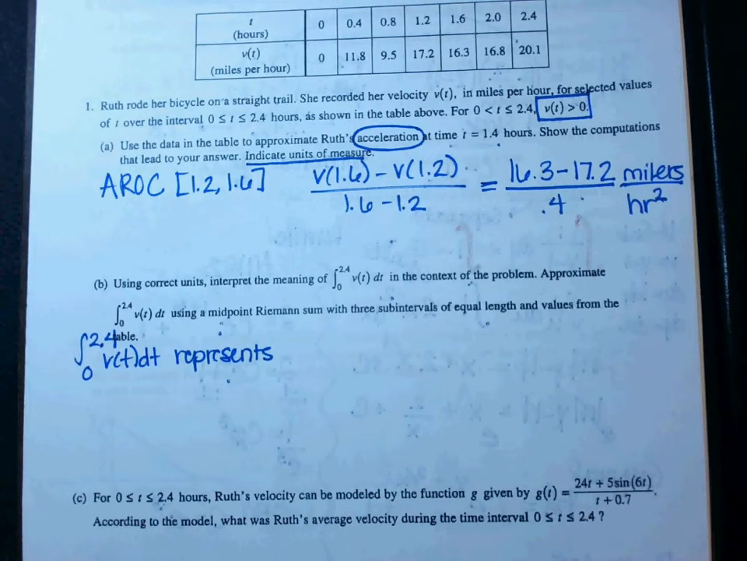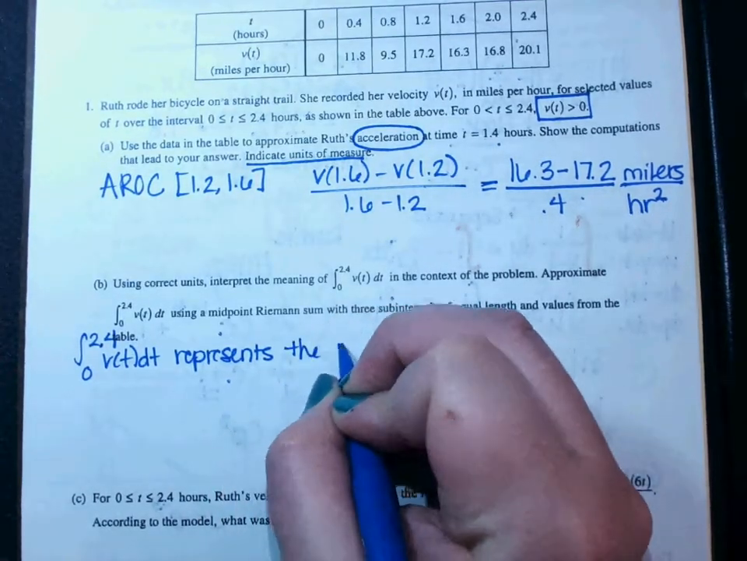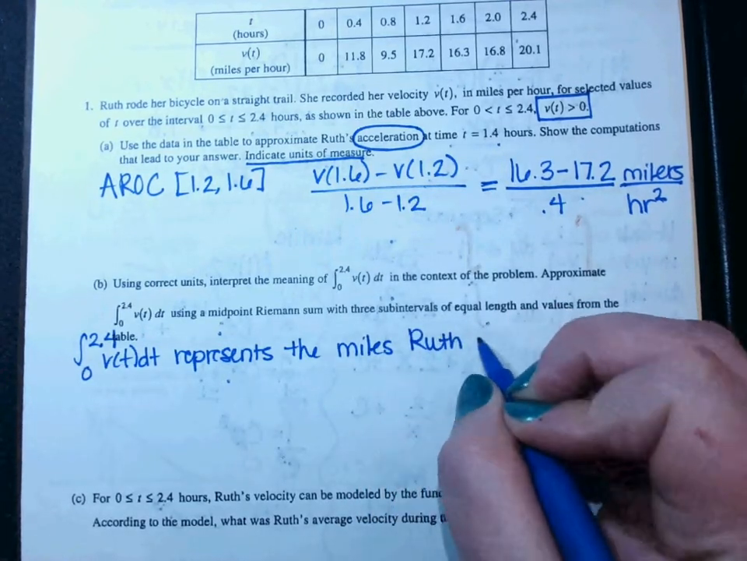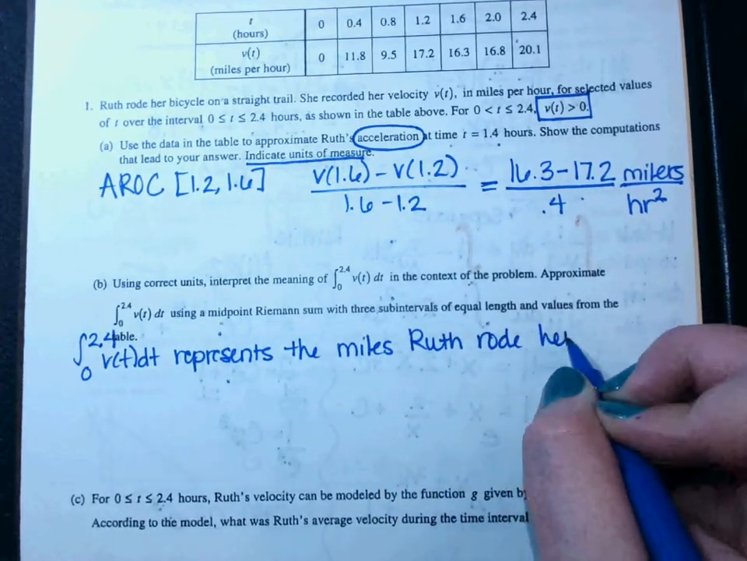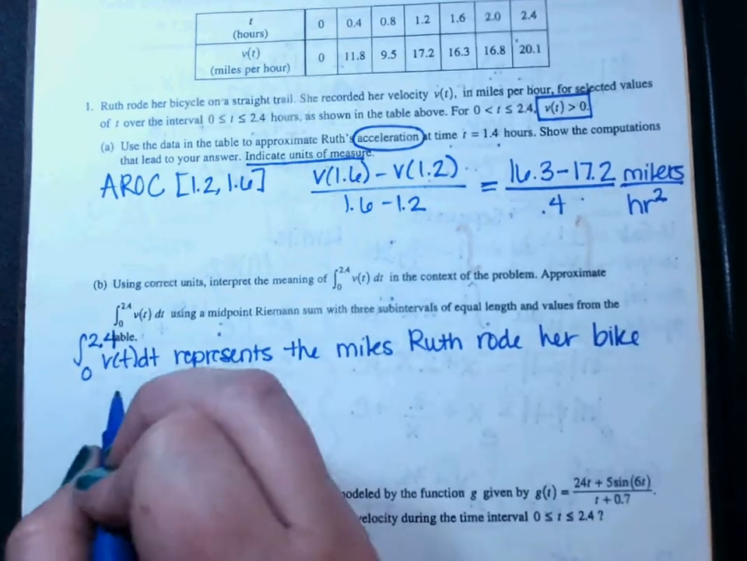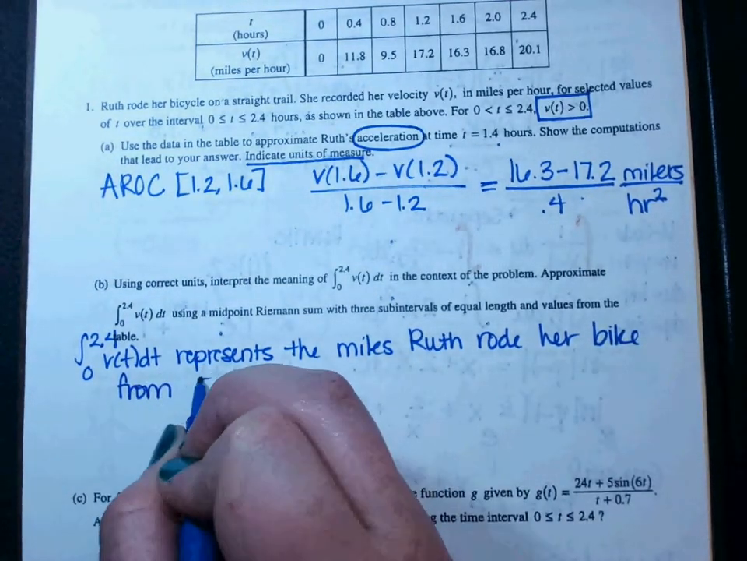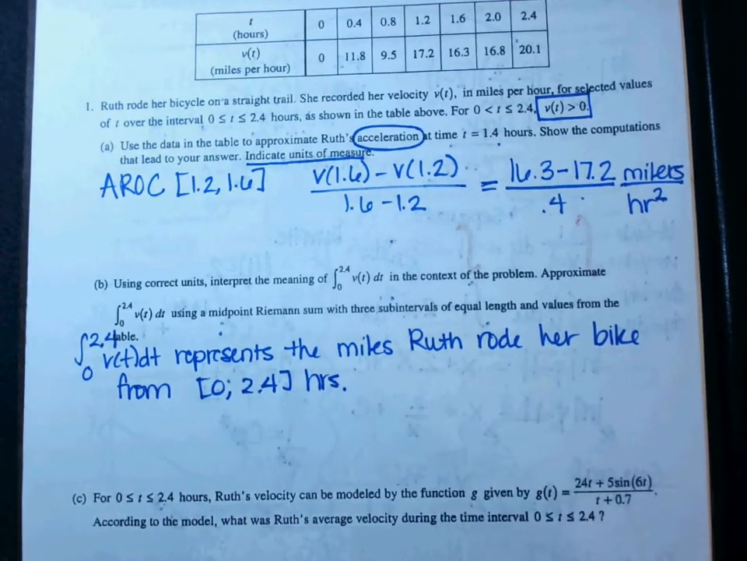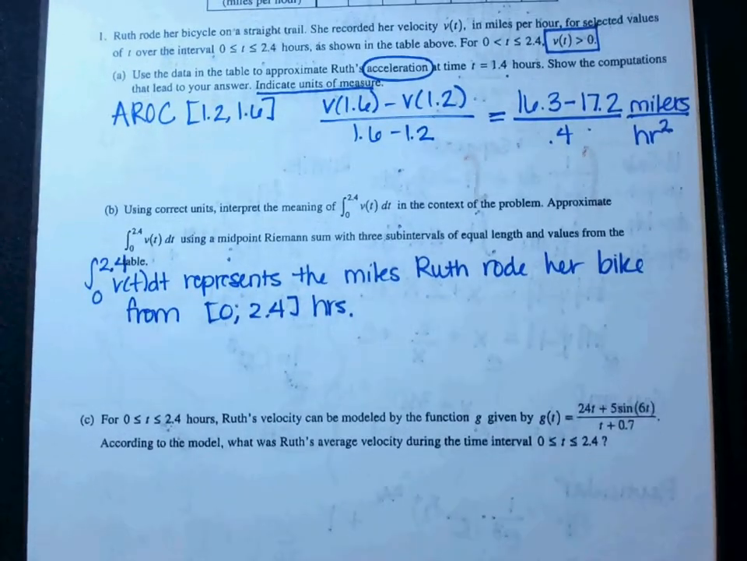Also remember, when you integrate a rate, you lose the per hour on the bottom. So if this is in miles per hour, what does it represent? Represents the miles that Ruth rode her bike from 0 to 2.4 hours. Now, you also could have said it's the change in her position from 0 to 2.4 in miles.